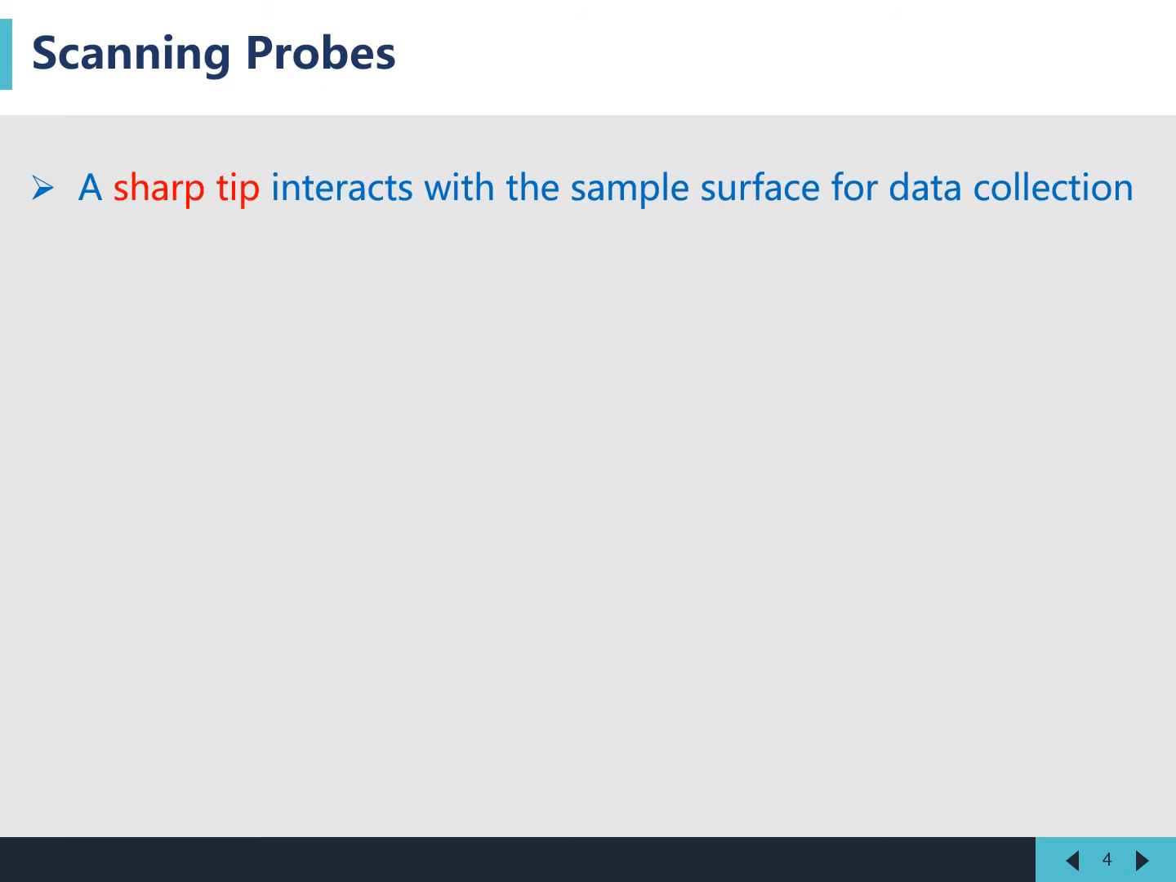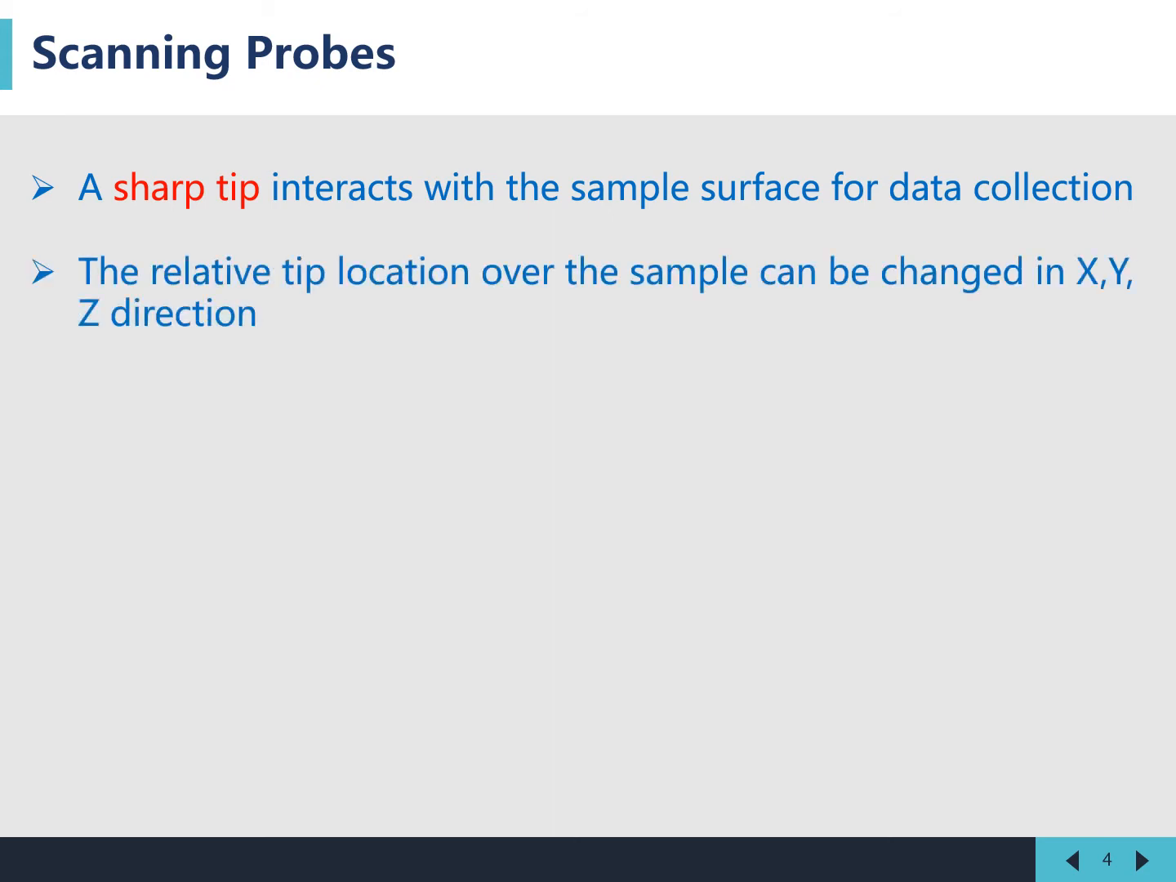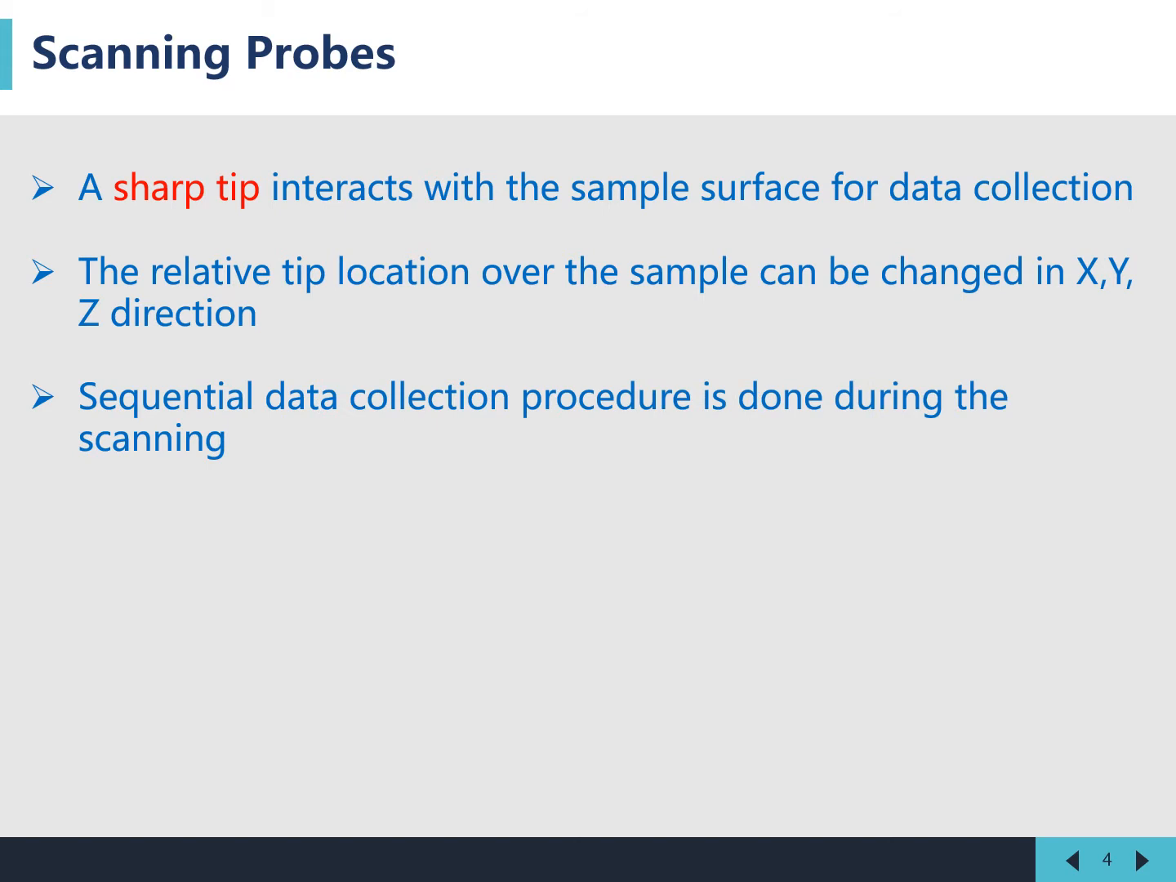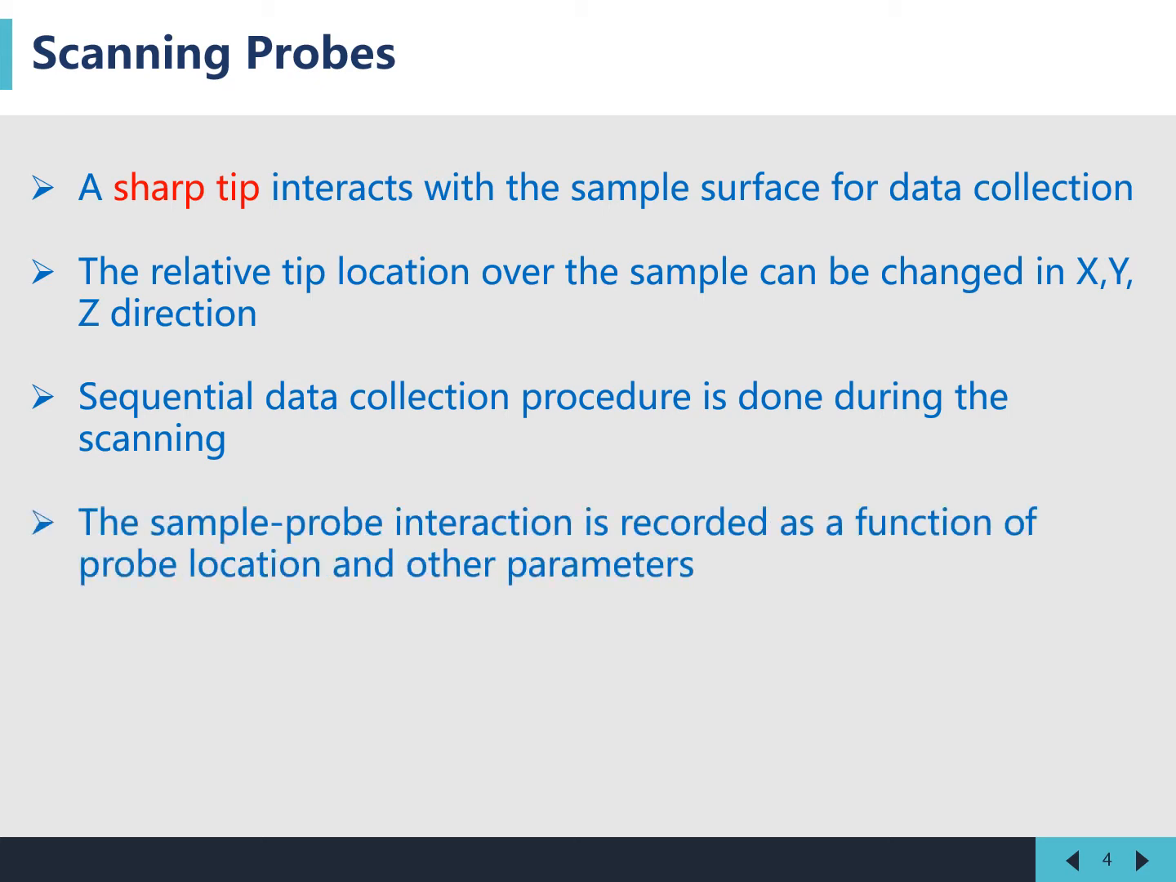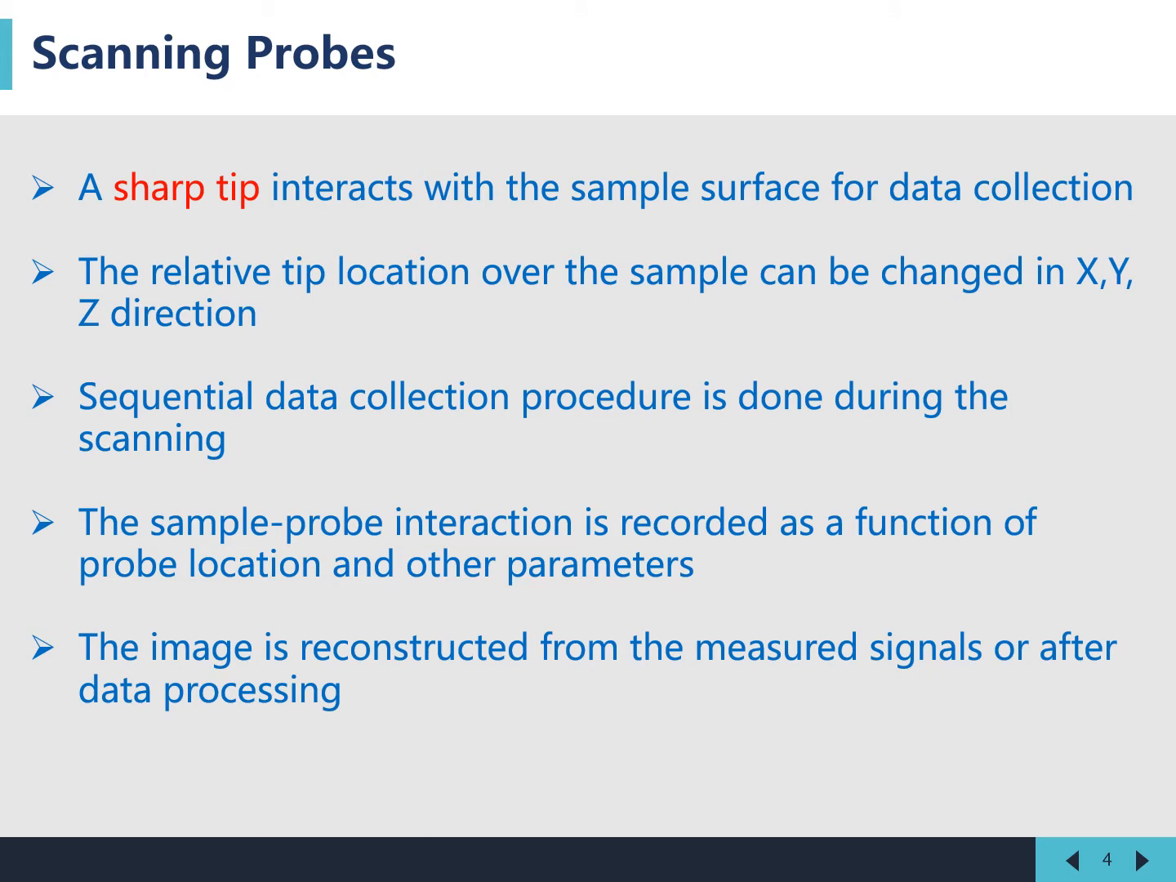In scanning probe technique, a sharp tip interacts with the sample surface for data collection. The relative tip location over the sample can be changed in XYZ direction. The sequential data collection procedure is done during the scanning, and the sample-probe interaction is recorded as a function of probe location and other parameters. The image is reconstructed from the measured signal or after data processing.